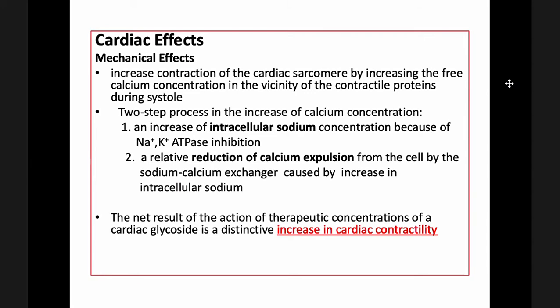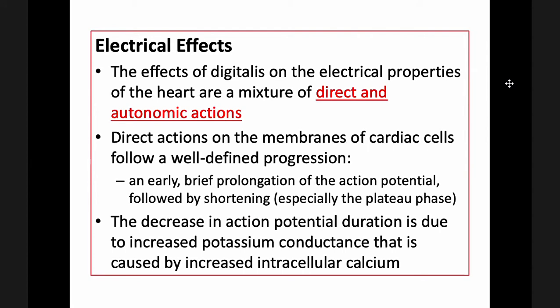So digitalis also has effects on your electrical properties. It's actually a mixture of direct and autonomic actions. The direct actions are on the membranes of your cardiac cells.